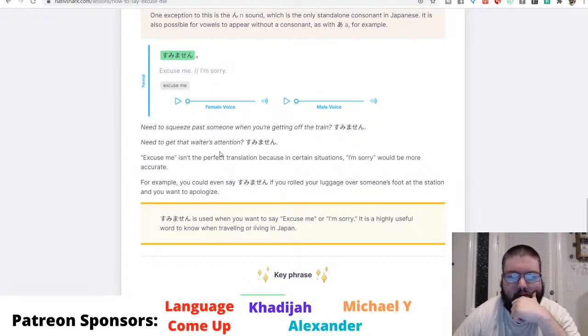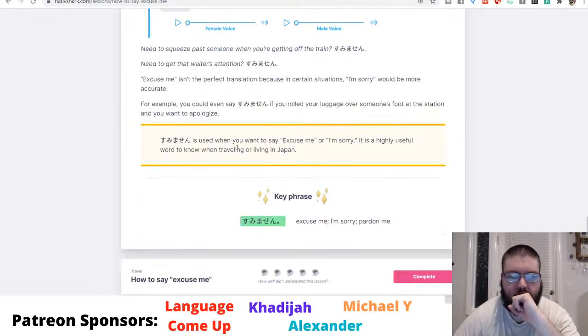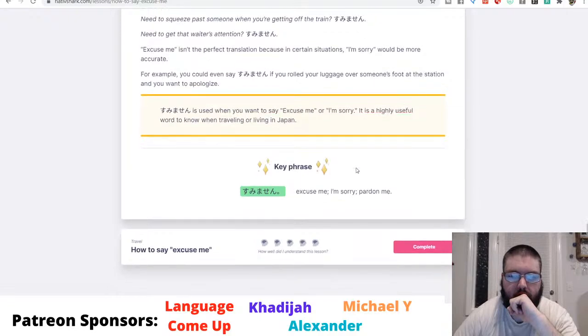Need to squeeze past someone when you're getting off the train. Sumimasen. Need to get the waiter's attention. Sumimasen. Excuse me isn't the perfect translation because in certain situations, I'm sorry would be more accurate. For example, you could even say sumimasen if you rolled your luggage over someone's foot at the station. Okay. Sumimasen is used when you want to say excuse me or I'm sorry. It's a highly useful word to know when traveling or living in Japan.